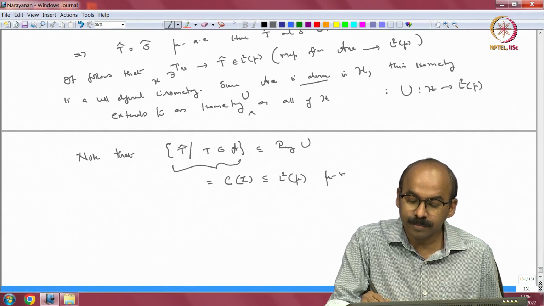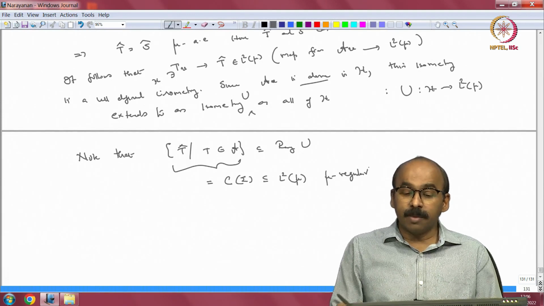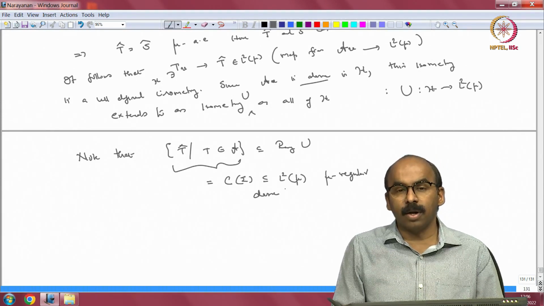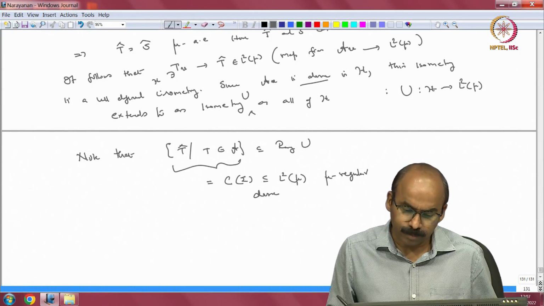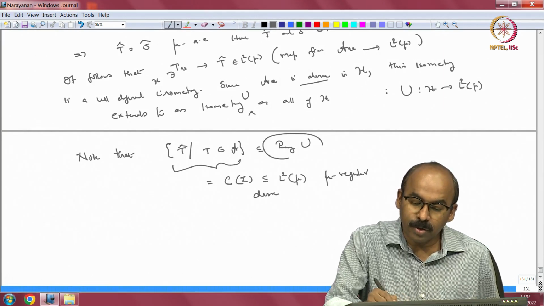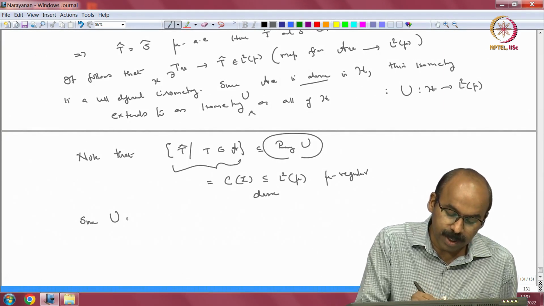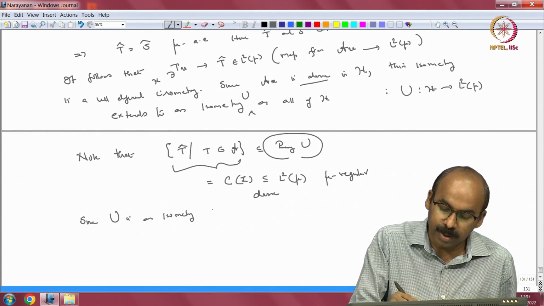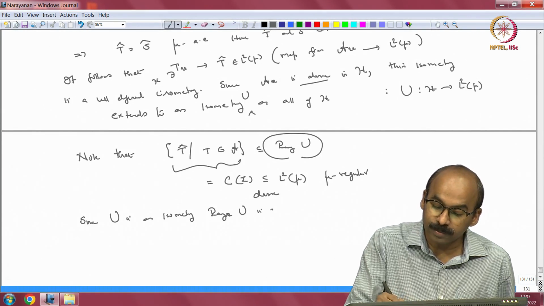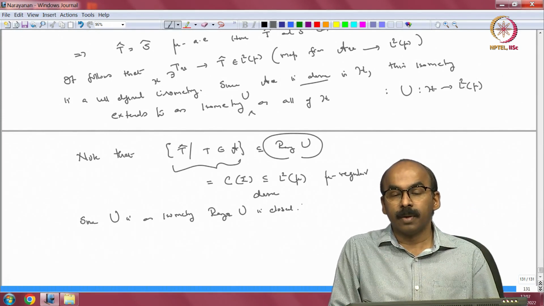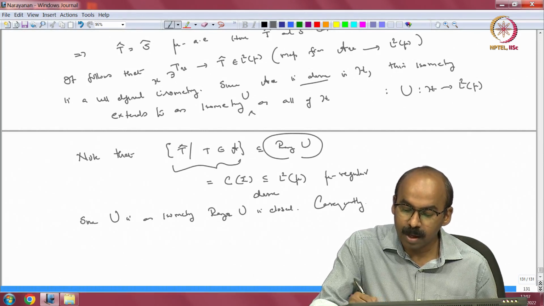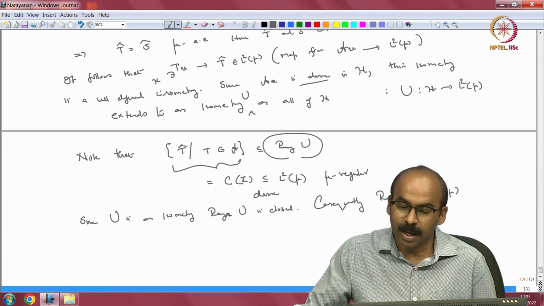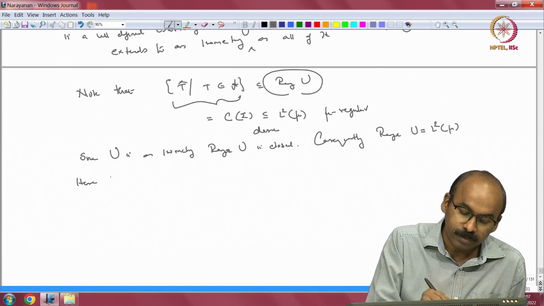And remember, mu is regular. So C sigma is dense, right? Continuous functions on sigma will be dense in L2 of mu if mu is regular and a finite measure as well. So the range of U, because U is an isometry, is closed. And it has a dense subspace inside it. Consequently, range U will have to be equal to all of L2 mu, because you have all continuous functions in the range. So hence U is unitary.